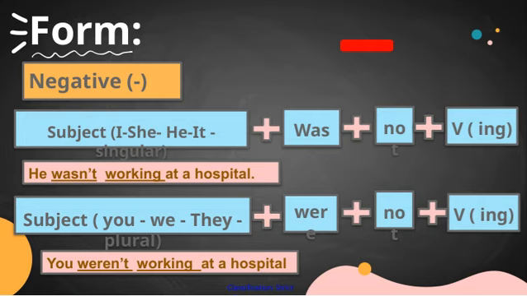When forming these sentences, remember that you, we, and they take were as the auxiliary and in the negative form weren't. For example, you weren't working. In contrast, I, she, he, or it take was and in the negative wasn't. For example, he wasn't working. These forms are essential for describing past actions that were ongoing but not happening at a particular moment. They help us add nuance and detail when talking about past situations.